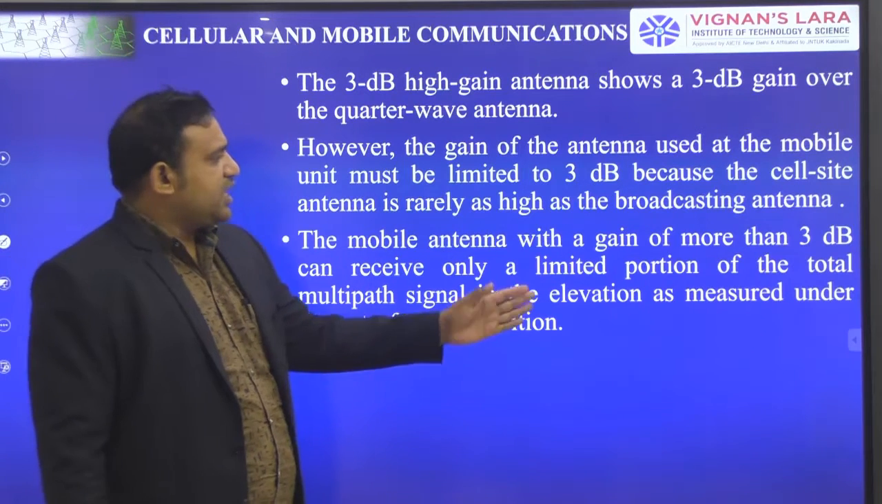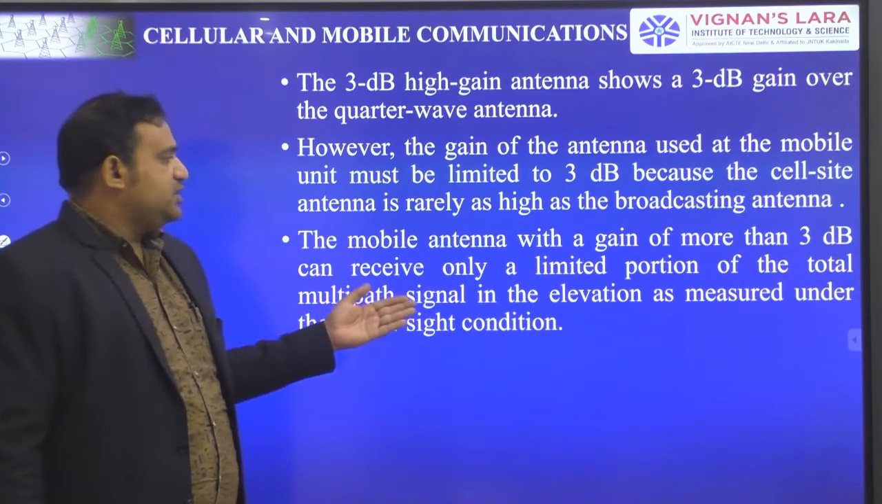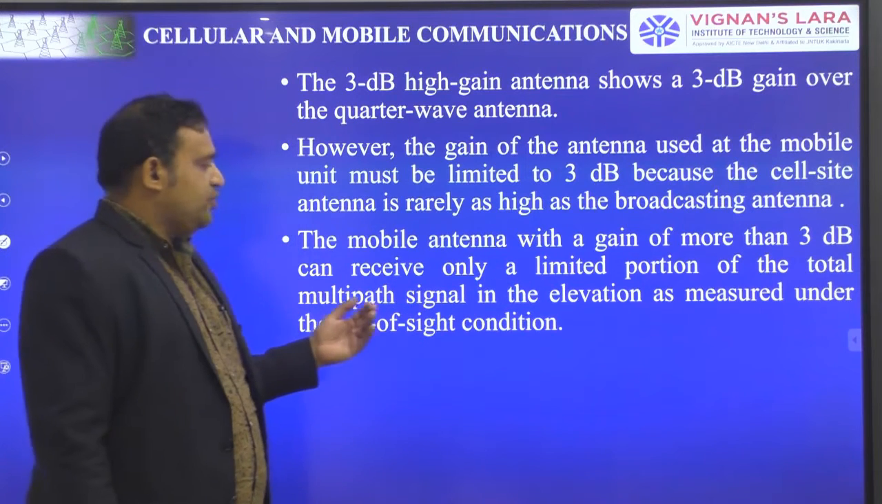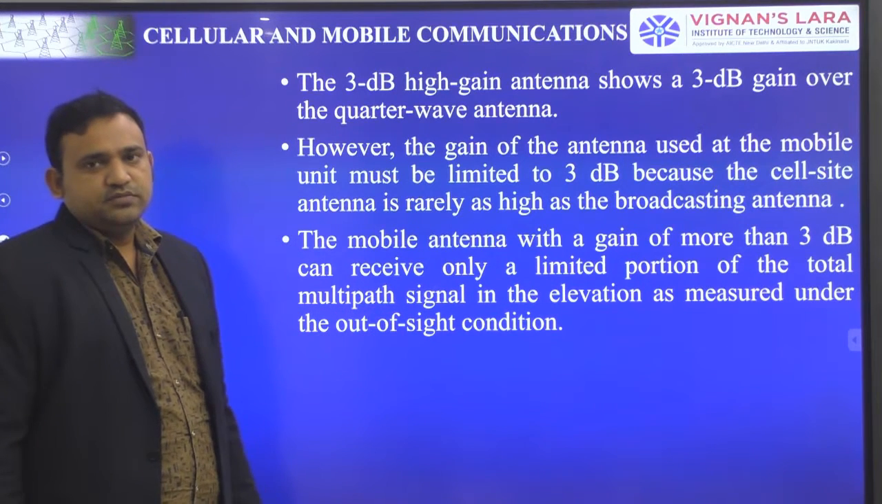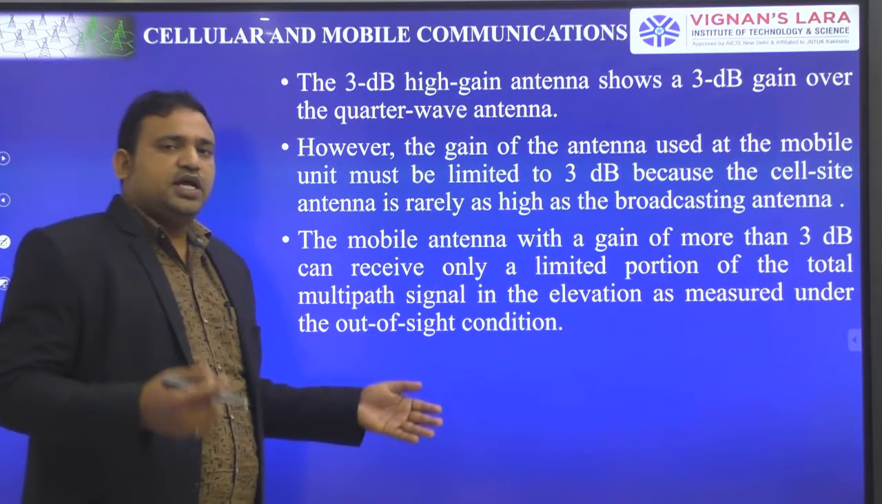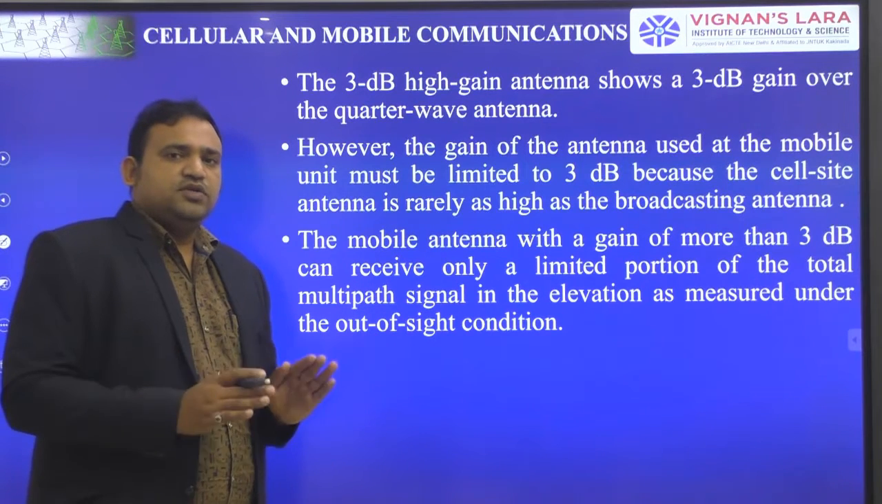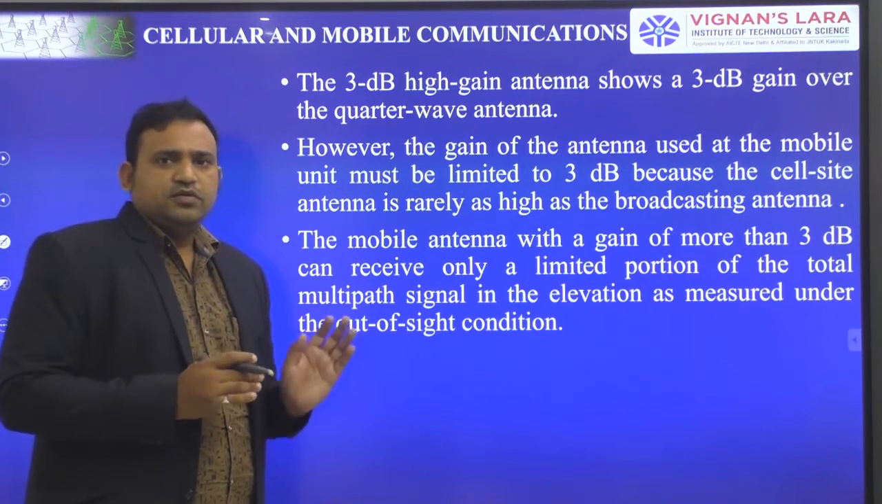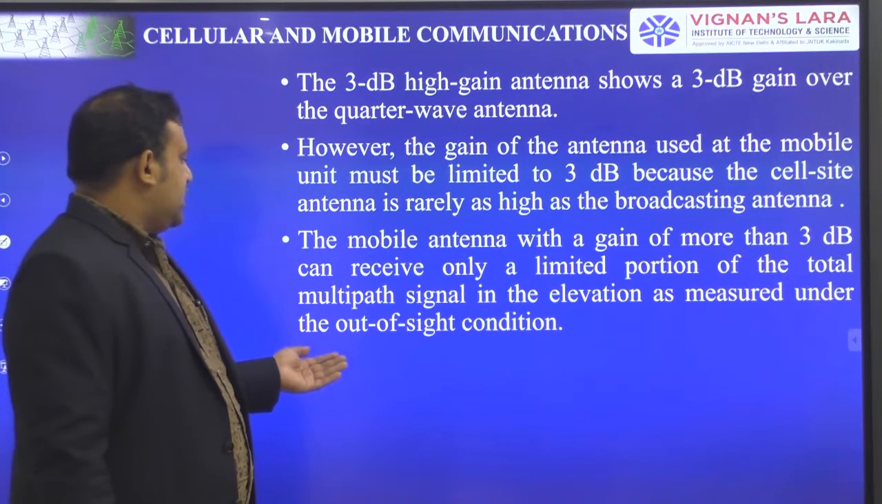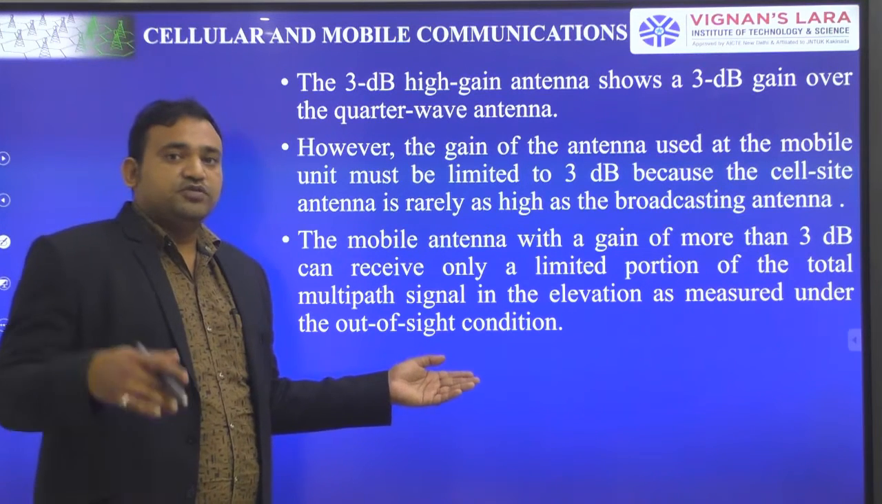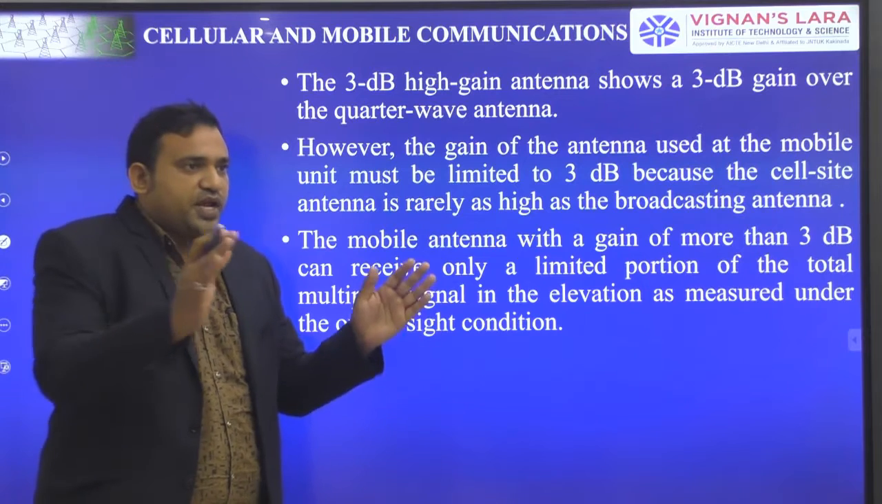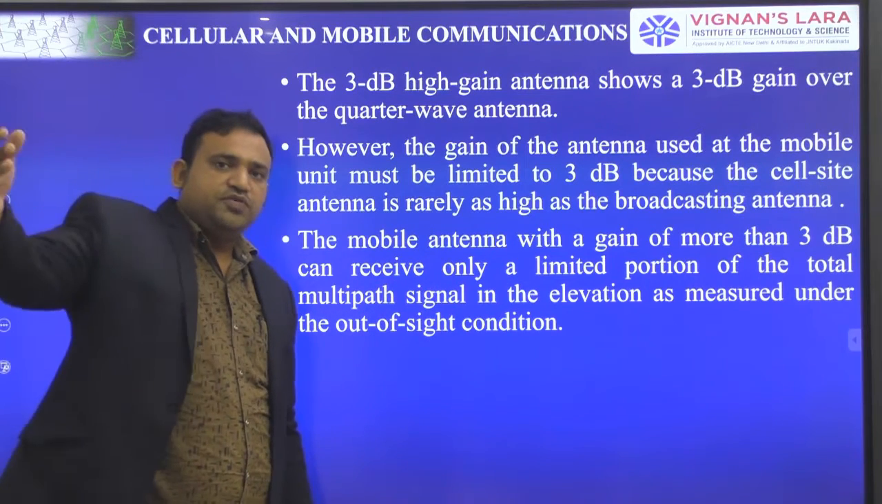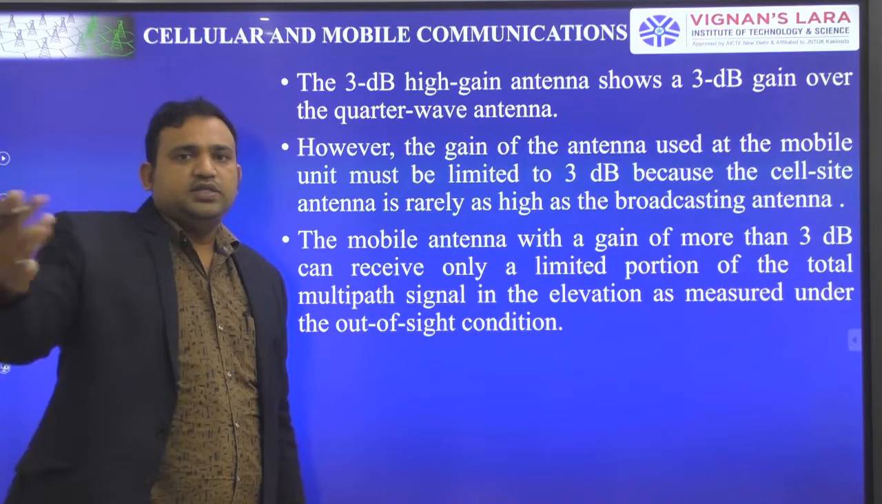So the mobile antenna with a gain of more than 3 dB can receive only a limited portion of the total multipath signal. So if the gain is more than 3 dB, it will receive a limited portion of the signal as measured under out of sight condition. You know what is meant by line of sight, which can be seen. Out of sight, which we can't see, not in the sight range.